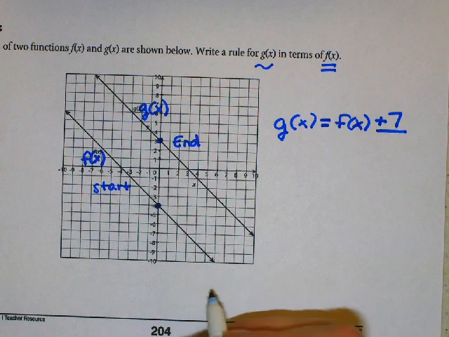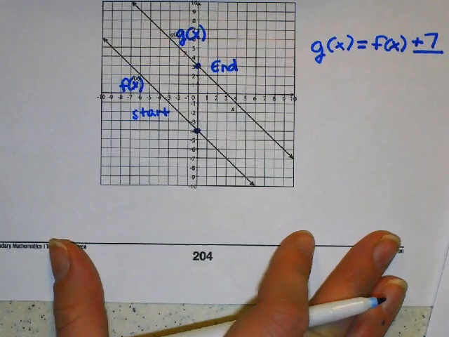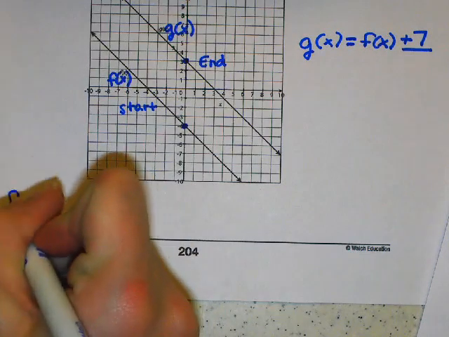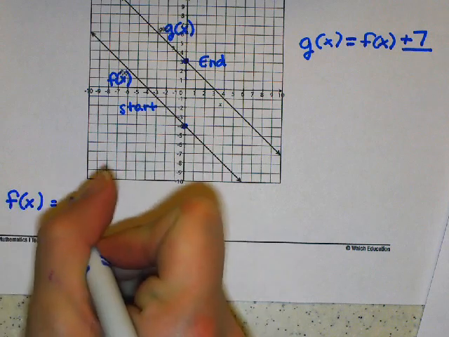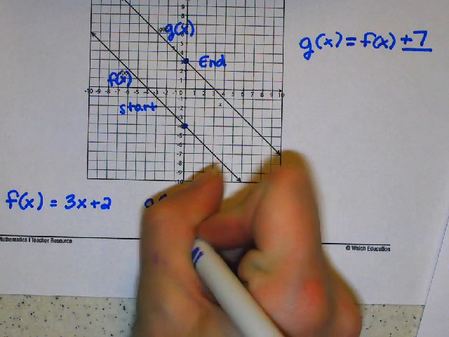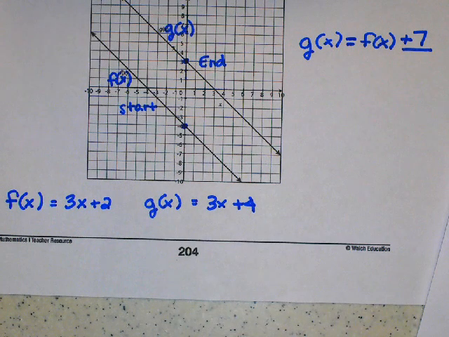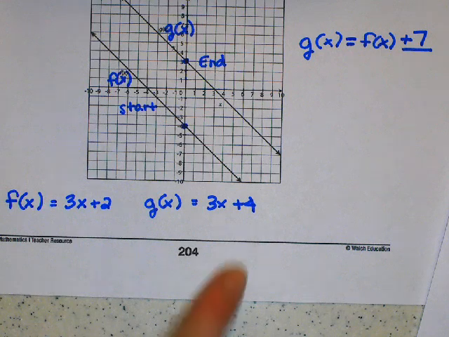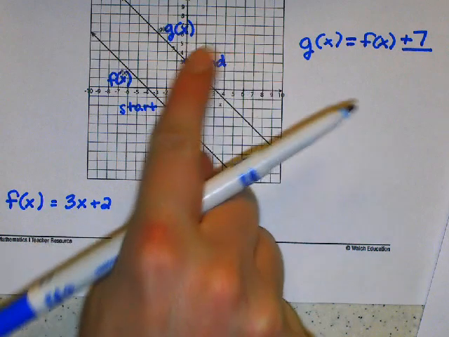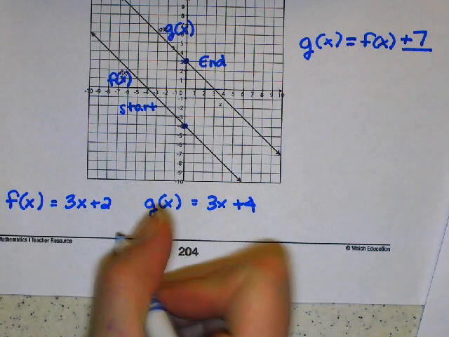That's all example 3 is asking for, but on your homework you're going to see one other type of example, and that's going to say, hey, what if you had an equation f of x, and let's make that 3x plus 2, and then we had g of x is 3x plus 4. What's the rule? Or how could I write g of x in terms of f of x? So instead of giving me a graph like above, it just gives me two equations. So I'm going to start it out the same way.